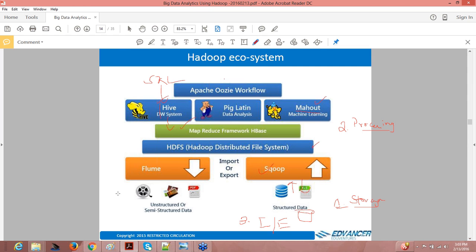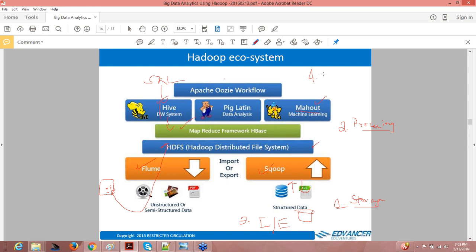Or if you want to collect streaming data, what is streaming data? It's data which is continuously generated, like a web server where the log files are continuously created. You want to ingest that into Hadoop for data analysis. So you can use Flume. Flume is a data collection agent used for collecting streaming data. So Sqoop and Flume are the tools used for importing and exporting data.